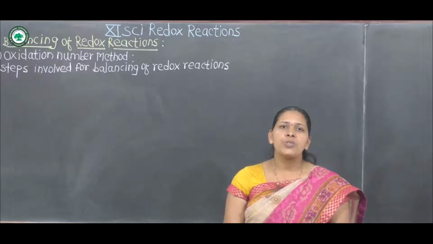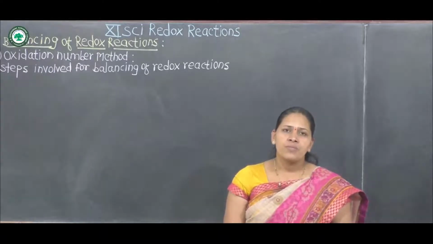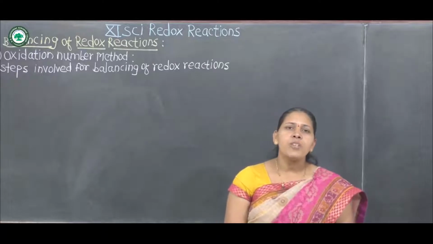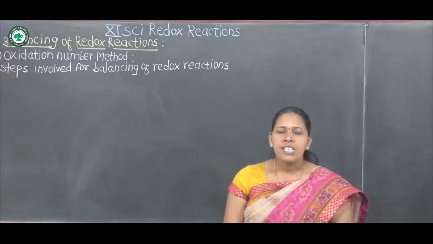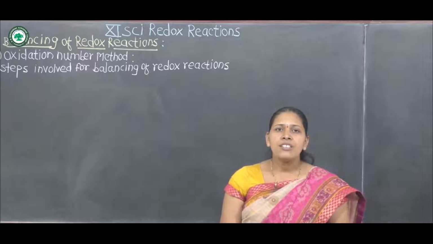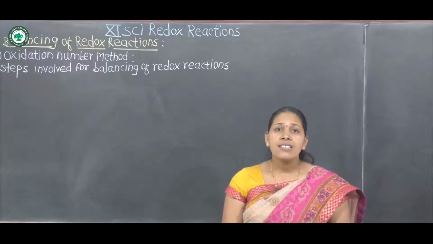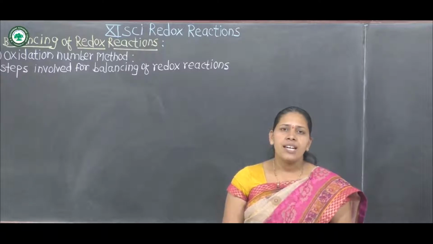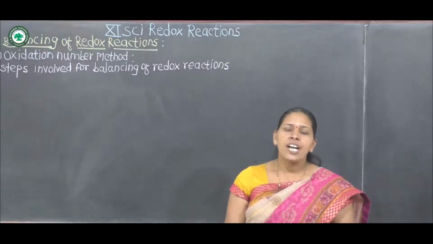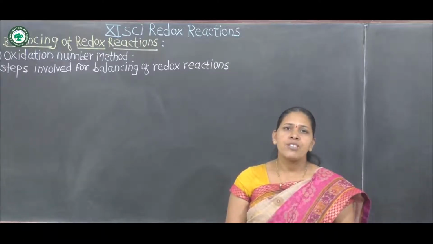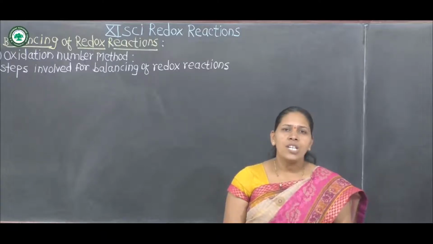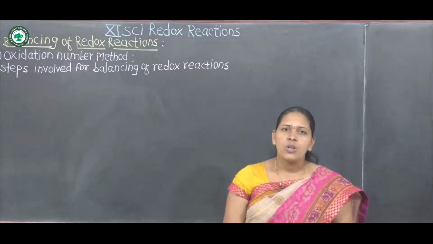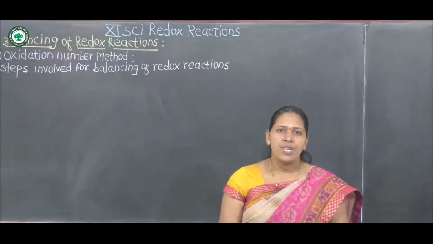Then next step is balancing of hydrogen. How to balance hydrogen in the redox equation? By calculating the number of hydrogen atoms on both sides, then add H+ ions to the side containing fewer hydrogen atoms. If on the reactant side one hydrogen is less as compared to the product side, then add one H+ ion to the reactant side in this way.